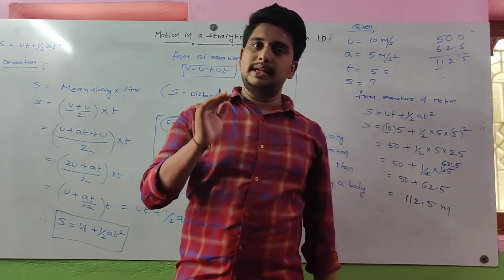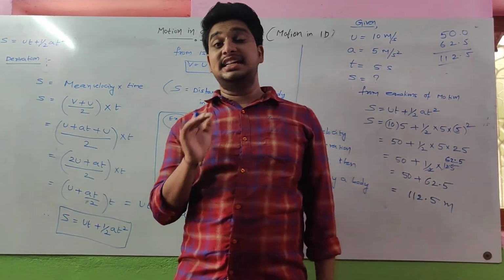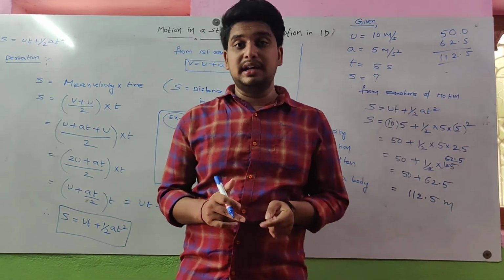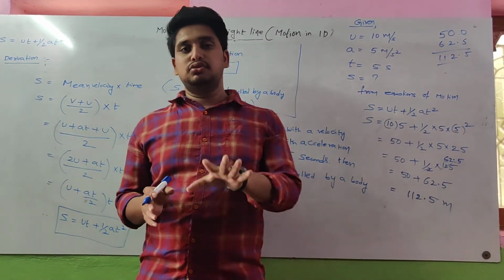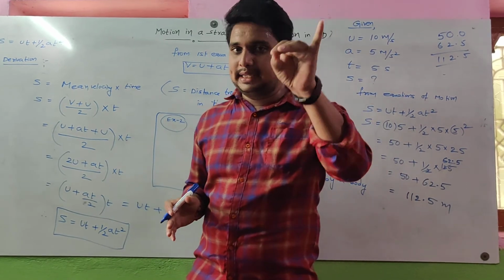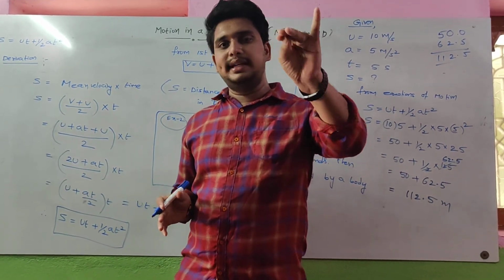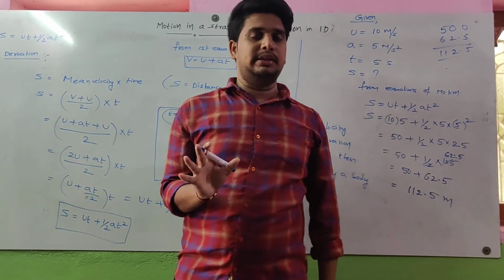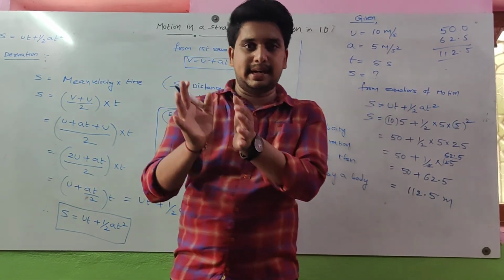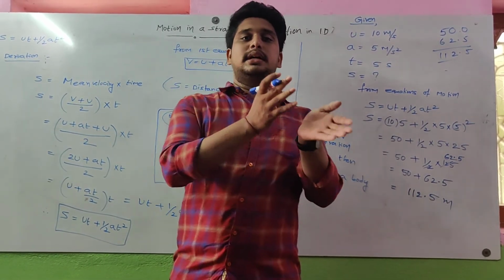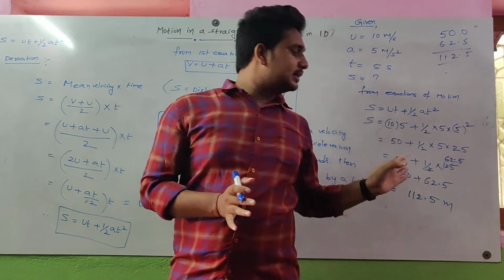Here acceleration is given, time is given, initial velocity is given. What do we need to find here? Distance. So s, u, a, t exist in the second equation only. That's why we choose the second equation and apply it, and we got the answer for this question.